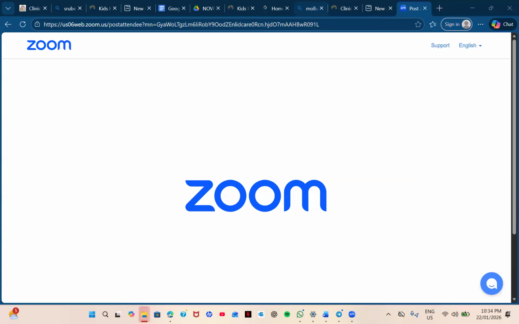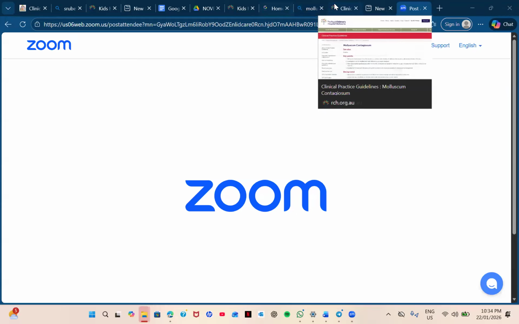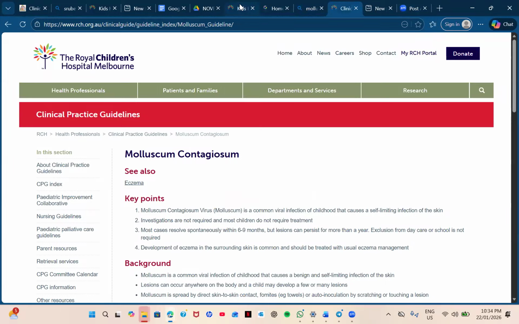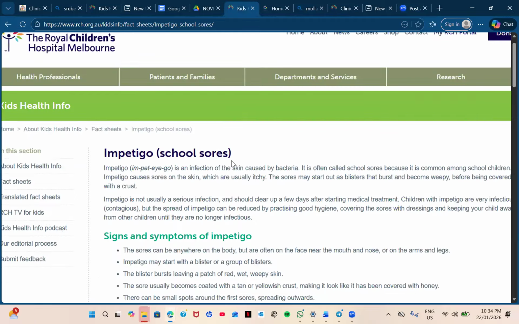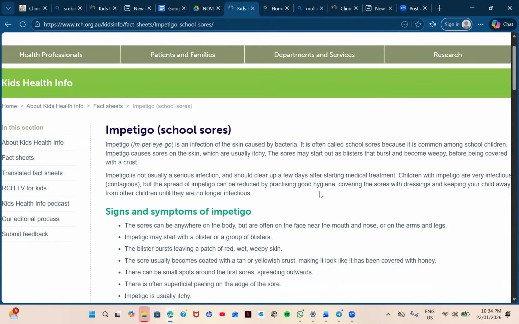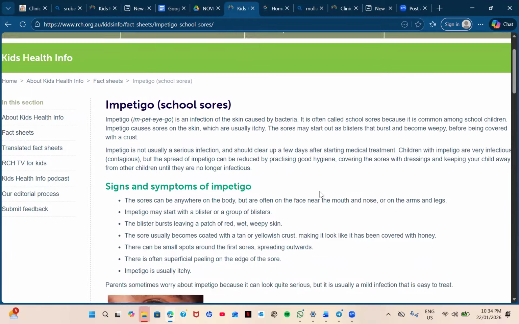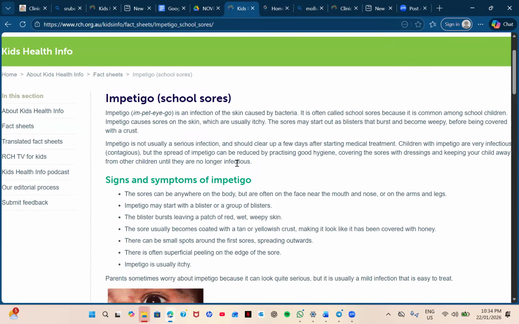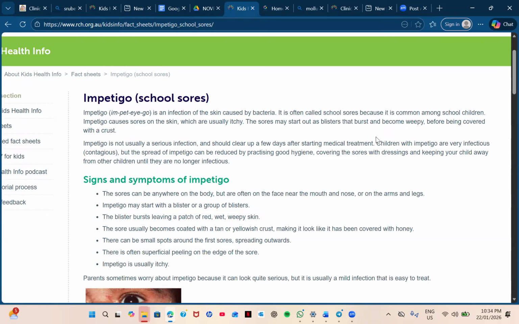First we should discuss impetigo. So what is impetigo? We call it school sores as well. Why? It's an infection of the skin caused by bacteria, and it is most often called school sores because it is mainly common among school children.